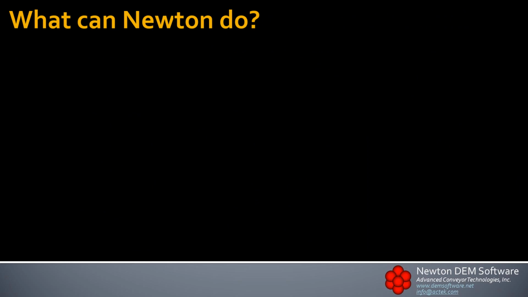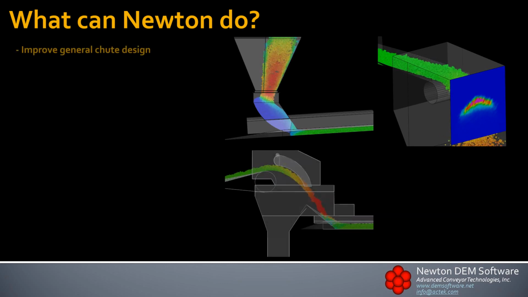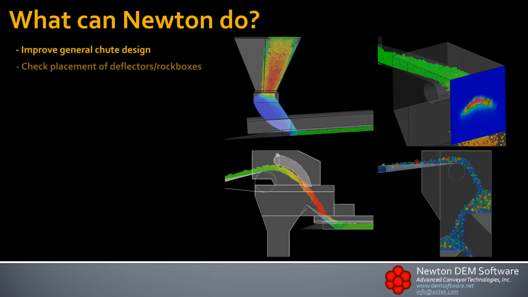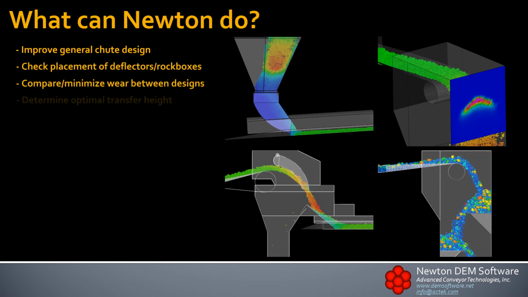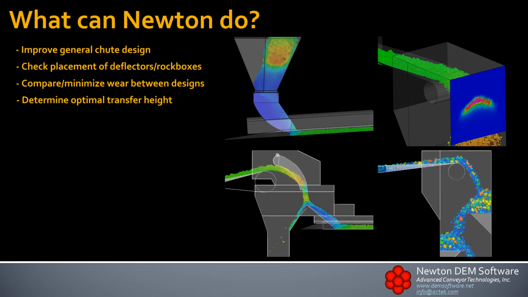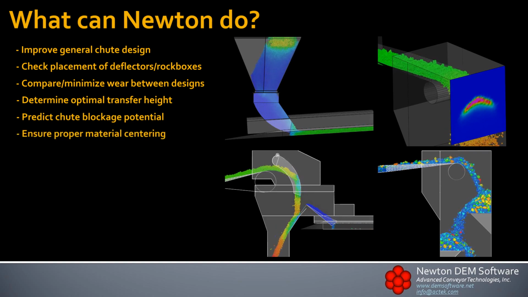Consider the cost of a typical transfer chute, or the cost of misproduction quota due to chute downtime from problems like chute pluggage or wear. Using Newton, you can run DEM simulations before creating any detailed chute designs or fabricating any parts. You can improve the general chute design, check the placement of deflectors, ledges, and rock boxes, compare chute wear between different designs, determine the optimal transfer point height, check for chute blockage potential under worst-case material conditions, and ensure proper material centering on the receiving belt to avoid belt tracking and spillage issues.